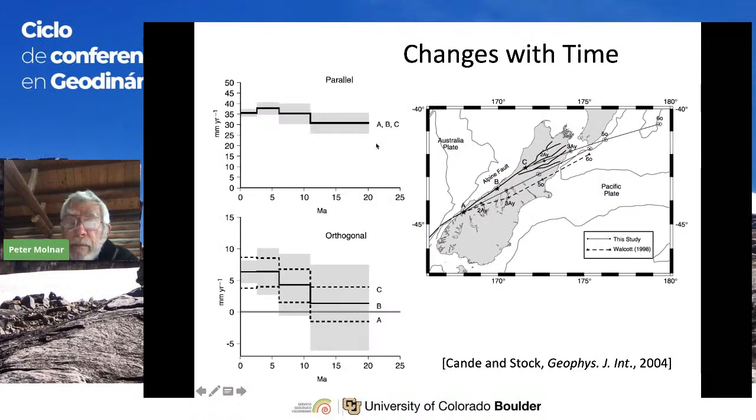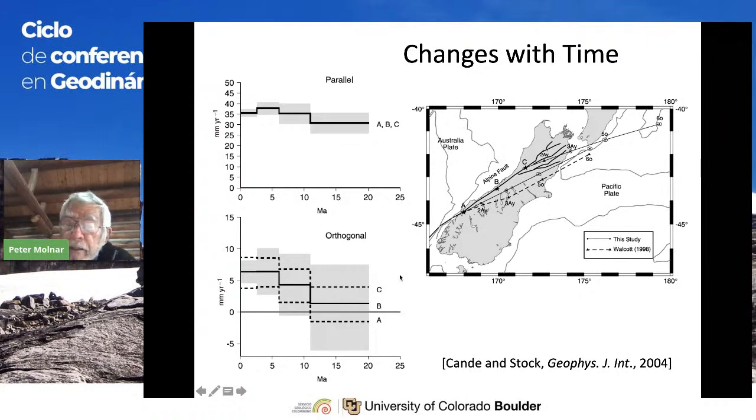And if one decomposes this into the parallel component, it's been pretty steady at 30 to 35 millimeters a year for the last 20 million years. But the convergent component, the component perpendicular to the Alpine Fault, has accelerated. It was very slow back between 20 and 10 million years ago, and it's accumulated. So the mountains in here, the crustal shortening is quite young, only probably something like 10 million years old in here.